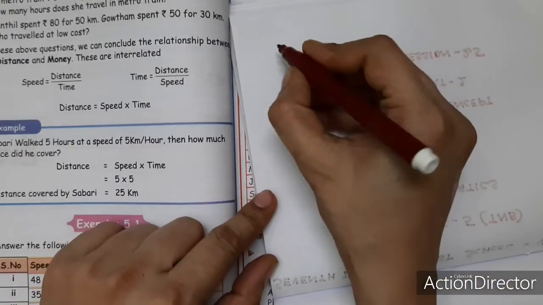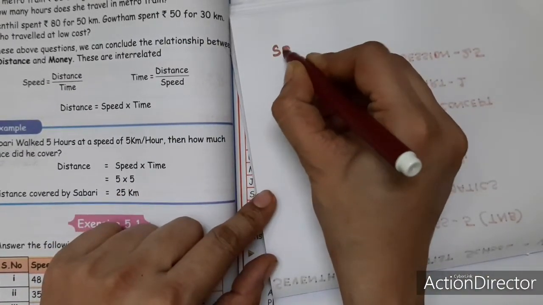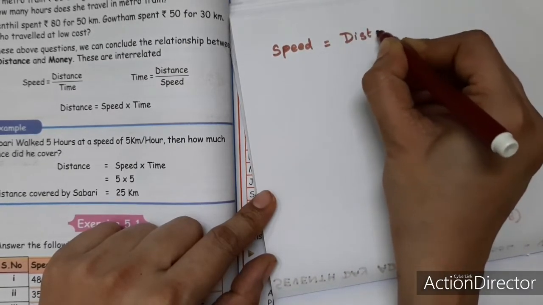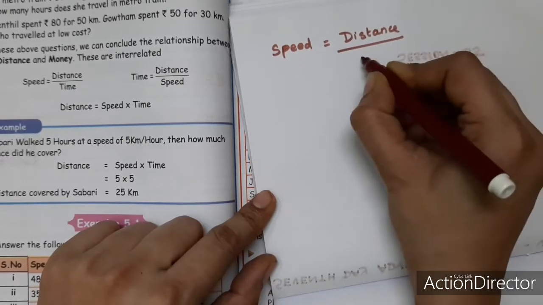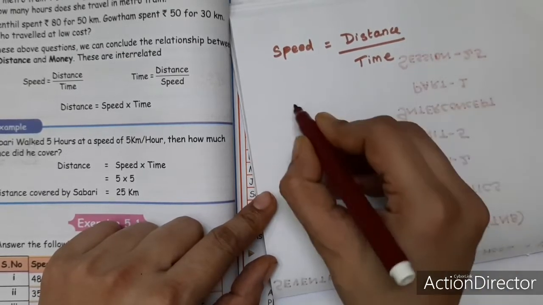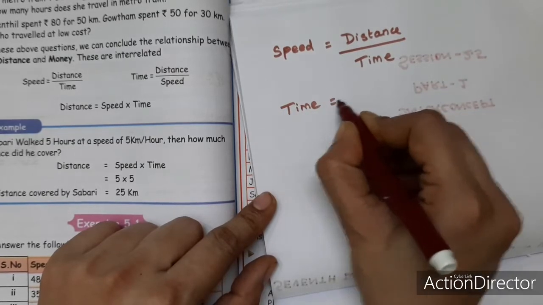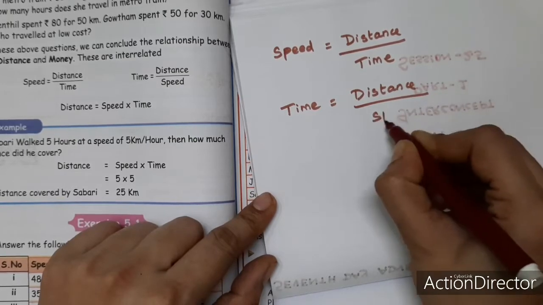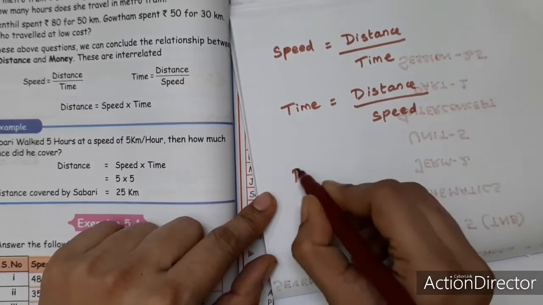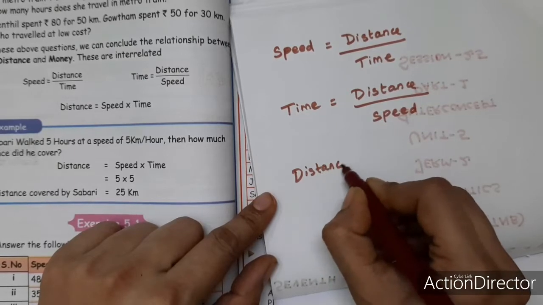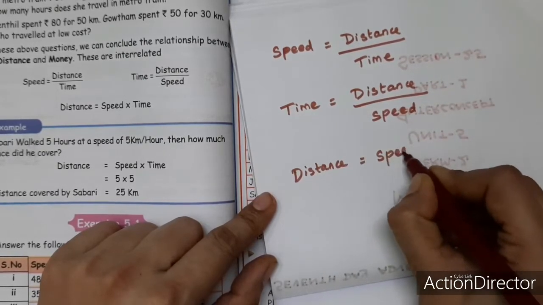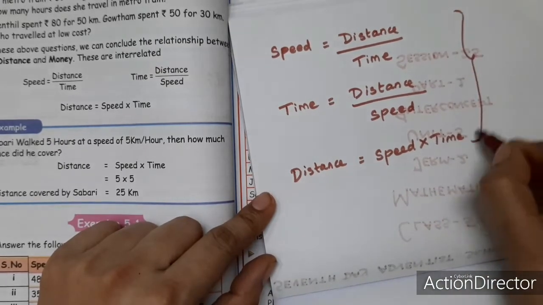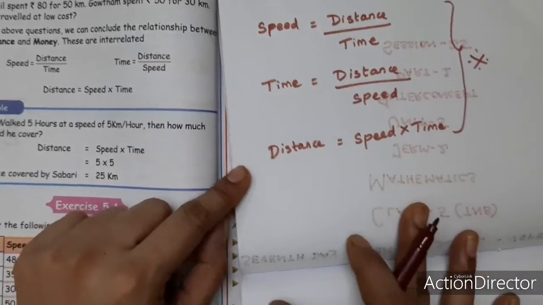So speed equal to distance by time. Then time is equal to distance by speed. Distance equal to speed into time. These 3 formulas are important. It is very important in this chapter.